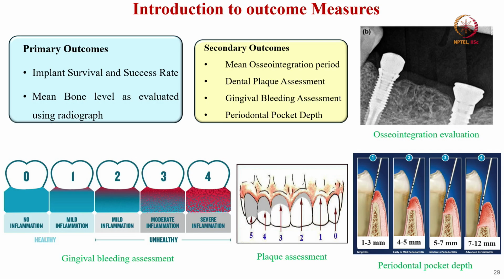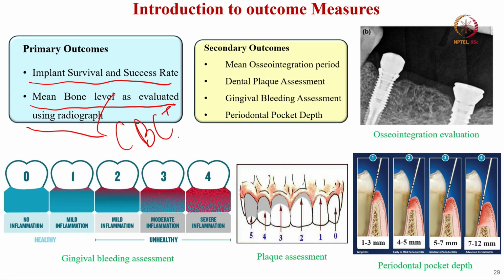So, what are the clinical outcomes that need to be measured once this implant goes through all the performance-limiting tests and finally goes to the ethical approval for the clinical studies? For the primary outcomes, these are implant survival and success rate, and mean bone level as evaluated using radiographs or CBCT images, cone beam computed tomography. Secondary outcomes are mean osseointegration period, dental plaque assessment, gingival bleeding assessment, and periodontal pocket depth.